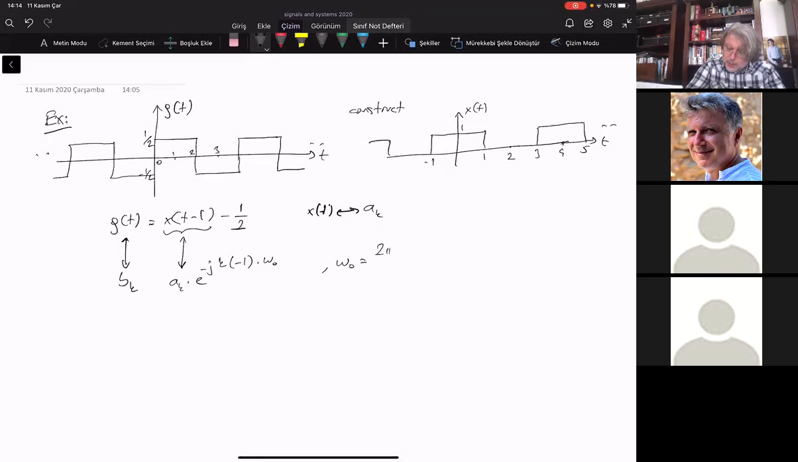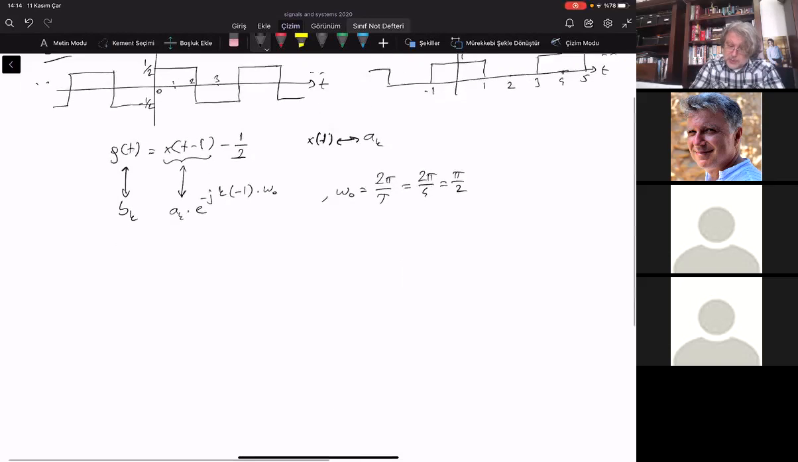Omega 0 is 2 pi over capital T, and capital T here is 4. The fundamental period is 4. Therefore, it is 2 pi over 4, and that is pi over 2. So in this example, omega 0 is pi over 2. So I can write this thing as AK times e to the jk pi over 2. It can be reduced to this format.